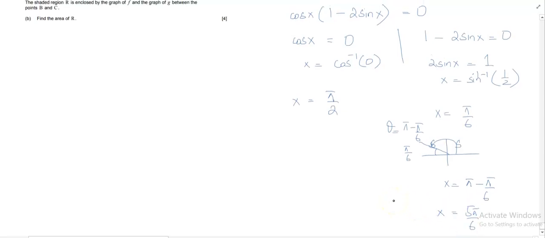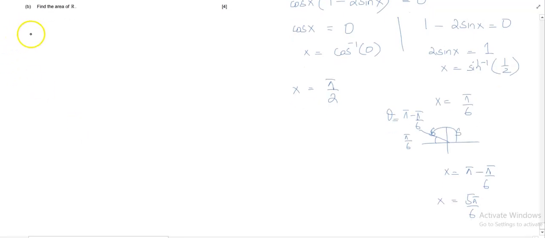Now if I combine all these angles, so I have the x value as pi over 6 because that's the smallest of the angles, that's 30 degrees, and that is pi over 2 which is 90 degrees, and then I have the last angle which is given as 5 pi by 6. Now if I want to see what 5 pi by 6 is, it's 5 times 180 divided by 6, which is equal to 150 degrees. So because all of these angles lie within the domain, this is going to be the answer.